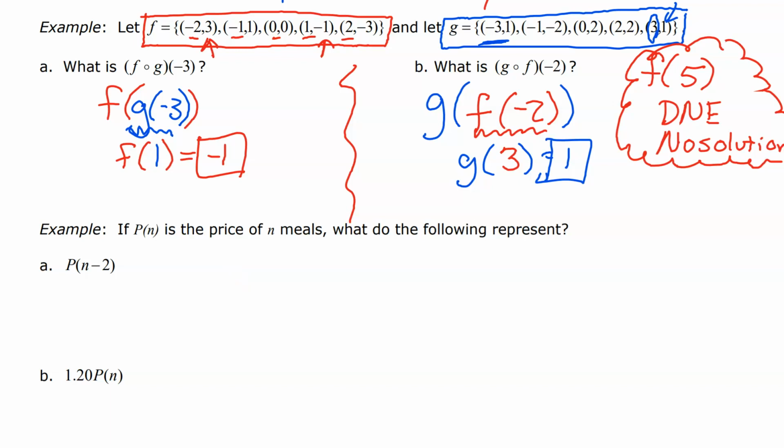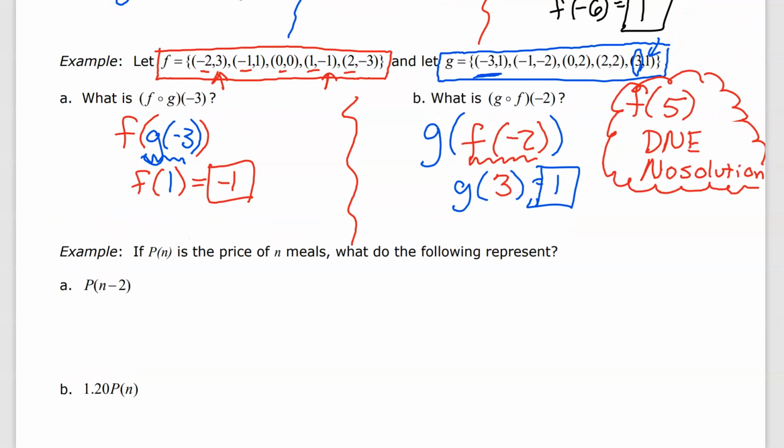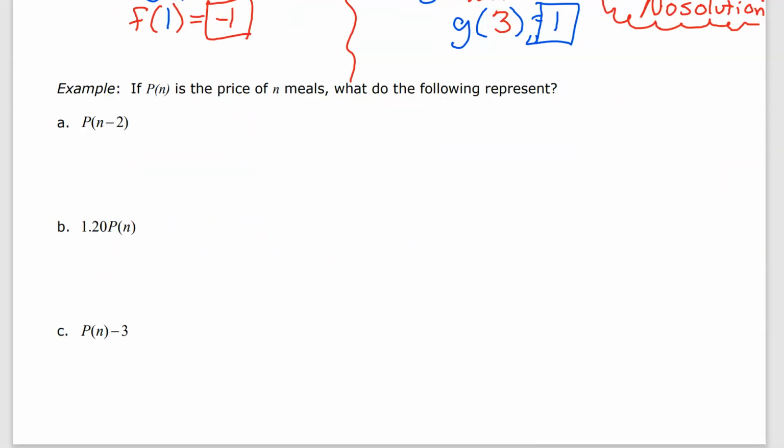But let's go ahead and take a look at the last example, and I need to move this up, which is talking about function notation as an equation. So whenever we're looking at this, we can say, okay, P of N is going to equal the total price, or the price of all of the meals. Okay, so that's going to be the total price.